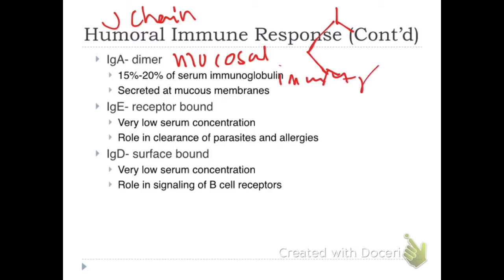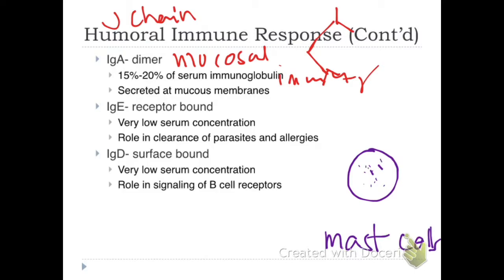IgE is very low but increases up to 10 times in cases of allergic reactions. They have a good role in clearance of parasites and allergies. So for example, this is the mast cell. Are you familiar with mast cells? Mast cells are tissue basophils. So if these are the mast cells, what will usually happen is that IgE is here.